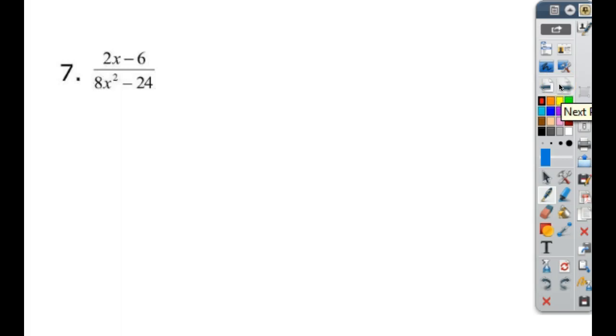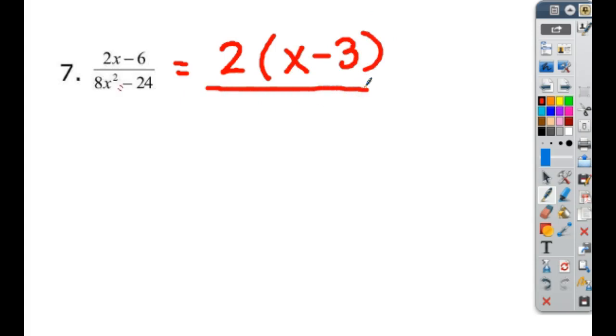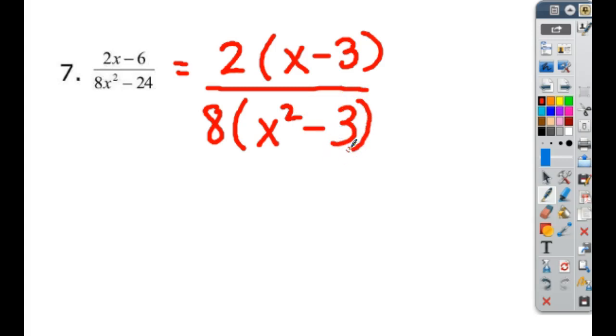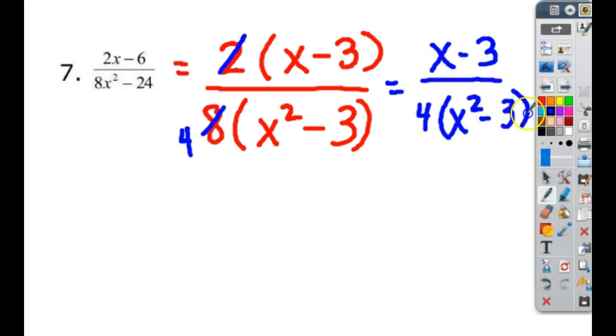Factor first. Out of the numerator, 2 and 6, a 2 will factor out. 8 goes into 24, so I can factor out an 8. 8 squared minus 3. Can I cancel the numerator and the denominator? Nope. One has a squared and one doesn't, so that does not cancel. And so the only thing I can cancel here is the 2 goes into the 8 4 times. You can't cancel an x minus 3 with an x squared minus 3. And so that's all that will cancel.